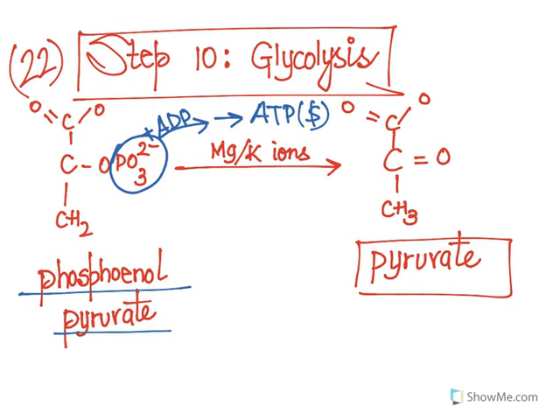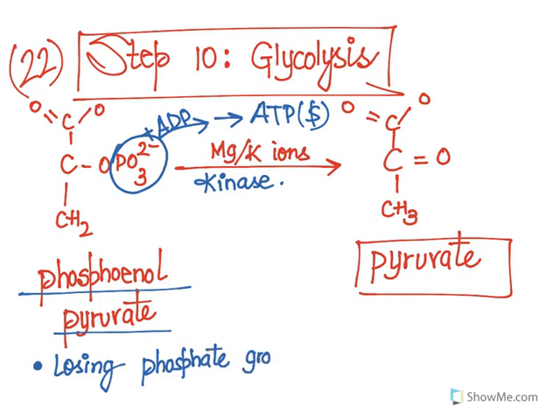So anytime we are working with the phosphate group, the enzyme is always going to be kinase. So that's the name of the enzyme. And we are losing the phosphate group is what you need to remember. And the name of the enzyme is kinase. And here the end result is also called pyruvate, the 3-carbon compound called pyruvate.